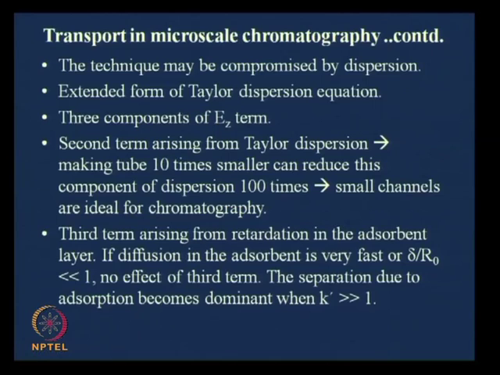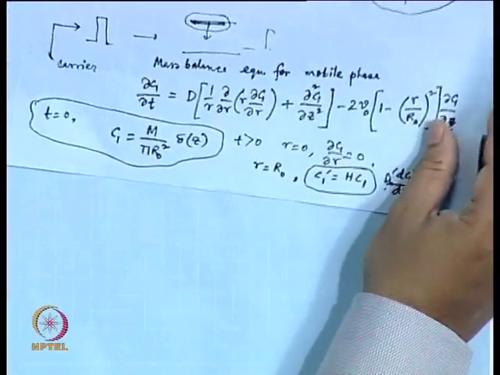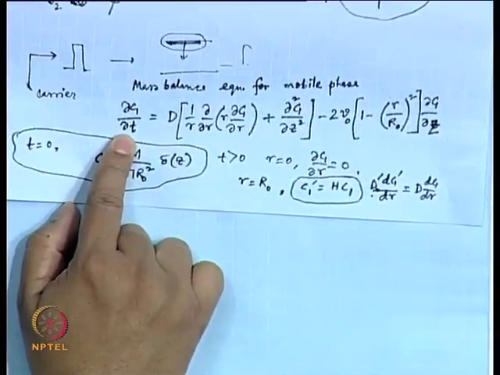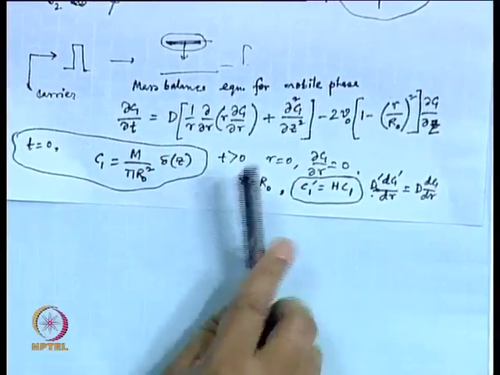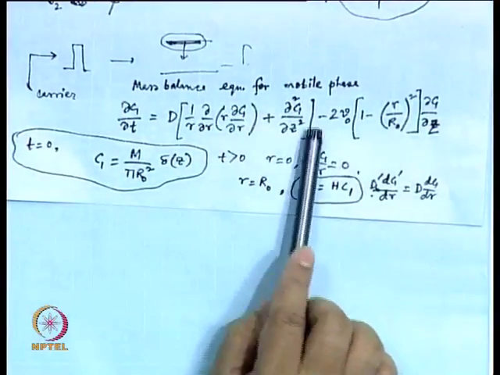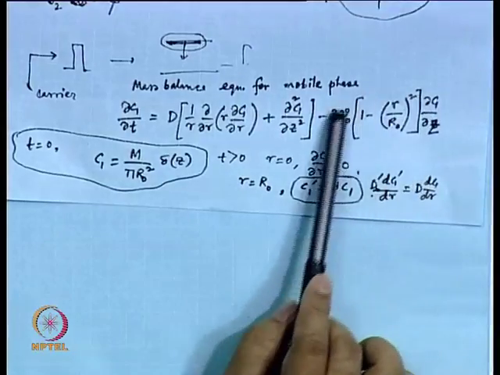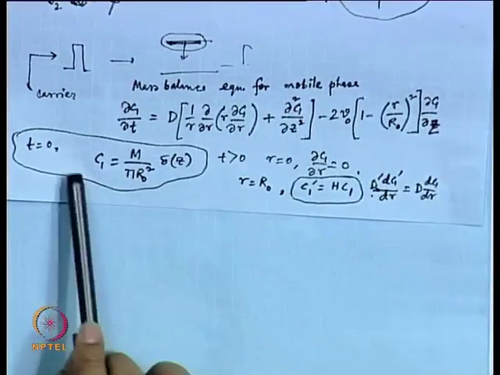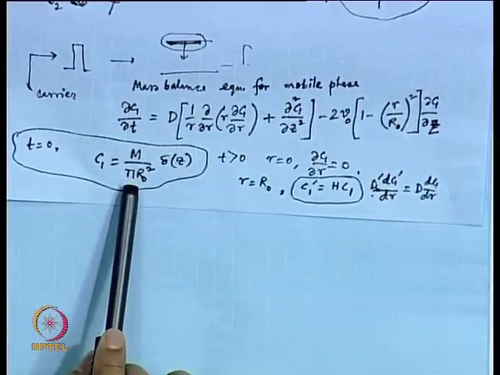And then what we do here is we are trying to write down the governing equations. In the last class, we tried to put together the mass balance equation for the mobile phase. This is what we arrived at, right? This is the accumulation term. This is basically the radial diffusion, okay? And on top of that, there was this axial diffusion, and this is the convective term as before. And we have discussed in the last class various boundary conditions. The initial condition is that you introduced a pulse at the inlet.